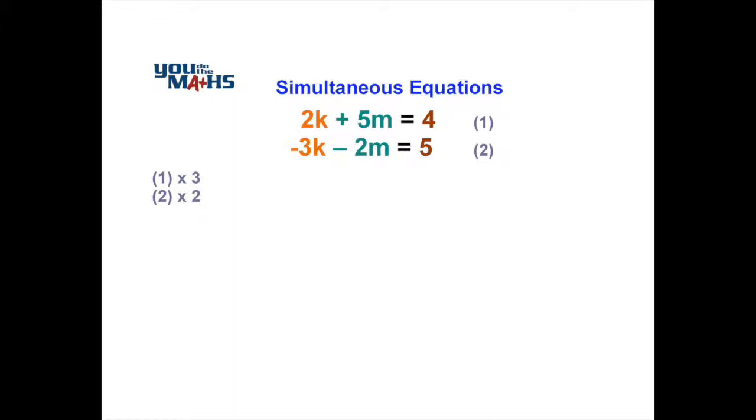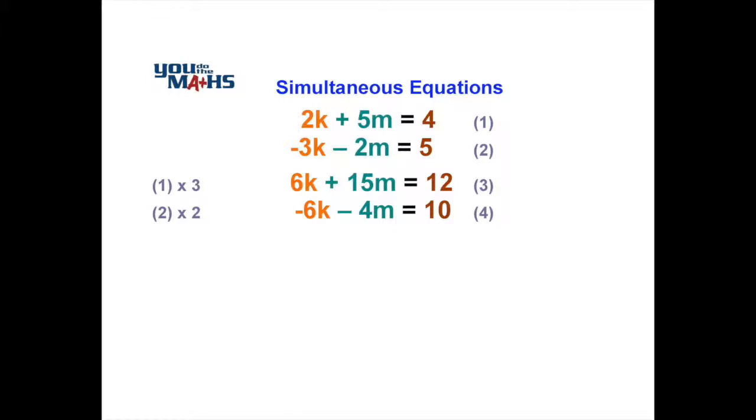If we multiply the first equation by 3, we have to do the same to every particular term in the equation. 2k becomes 6k, 5m multiplied by 3 is 15m, and 4 by 3 is 12. In the second equation, multiplying every term by 2 means that it becomes -6k, -2 times 2 makes it -4m, and 5 times 2 means the constant at the end becomes 10. You can see now that with the coefficients of the k matching as 6 and -6, it should be easy to add the equations together and eliminate the k variable.